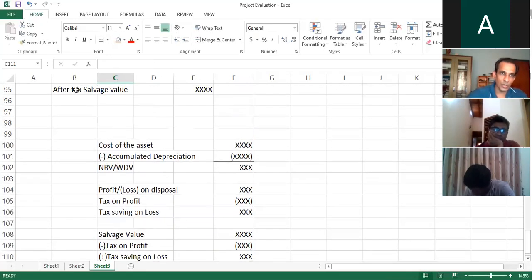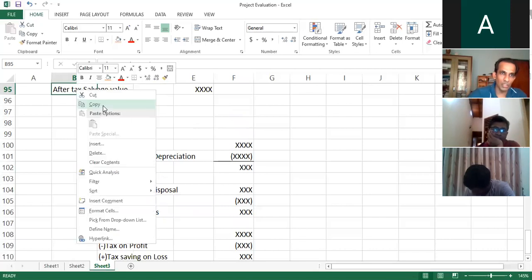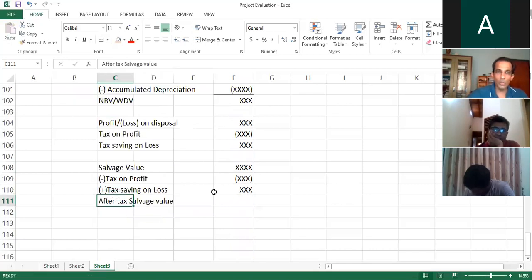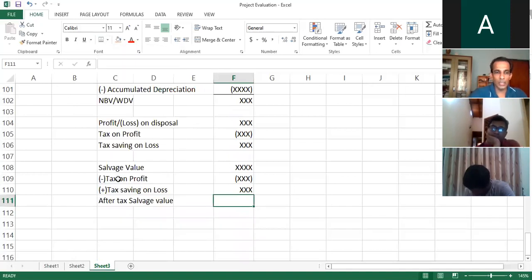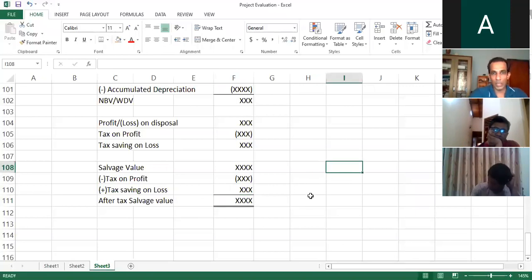Then we get this value, right? This after tax salvage value is the value we have to use. So this is not a difficult adjustment. Here it looks a little bit long, due to the point I mentioned earlier, because I have put all the possible conditions. But when it comes to a real question, there will be only either a profit or a loss. All these points will not be there.